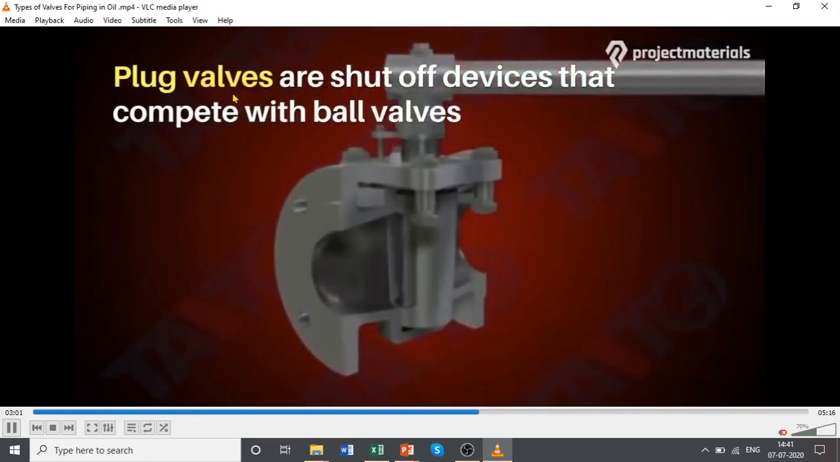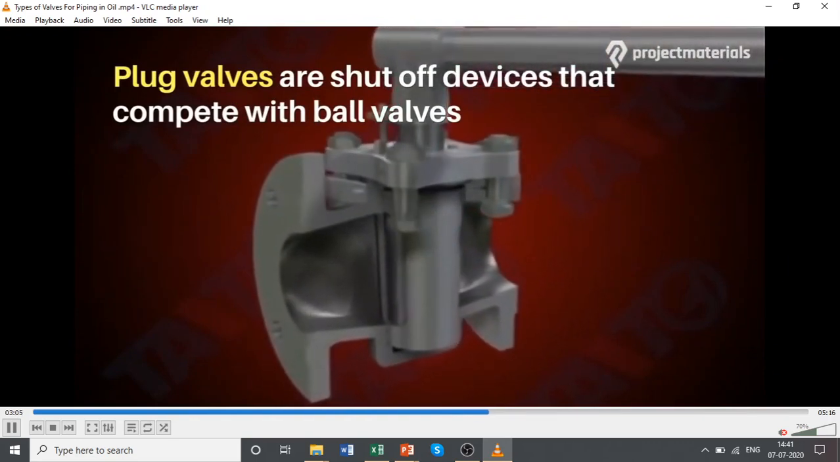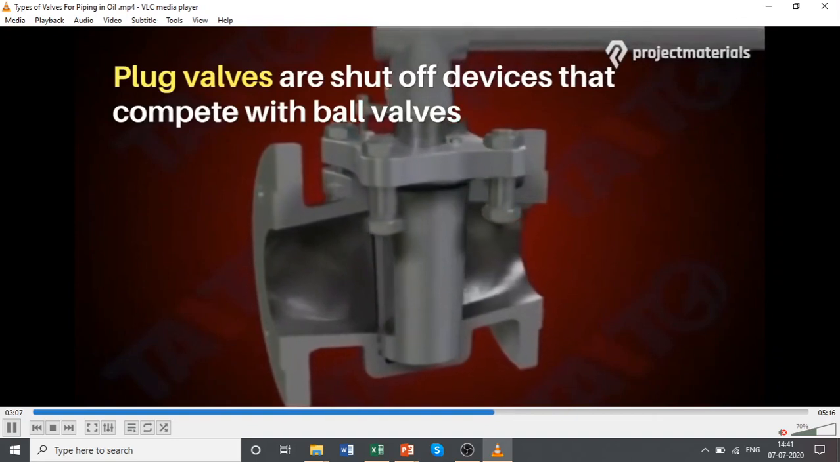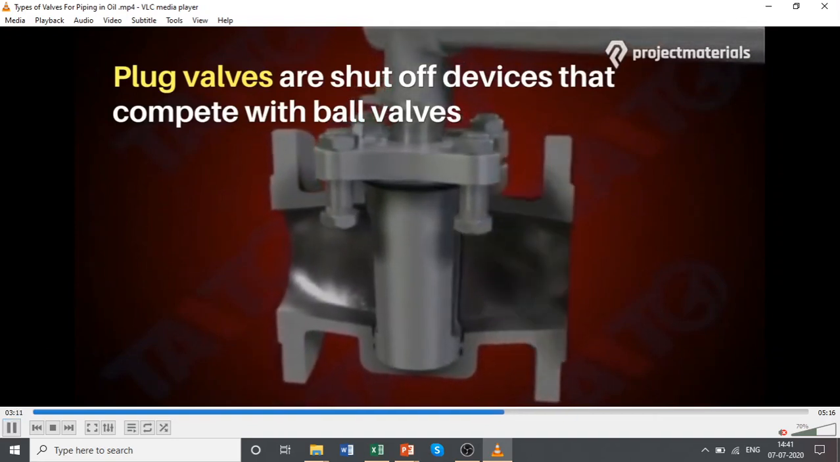It's like your burette. I'm sure you use burettes in your chemistry lab. It's like that.